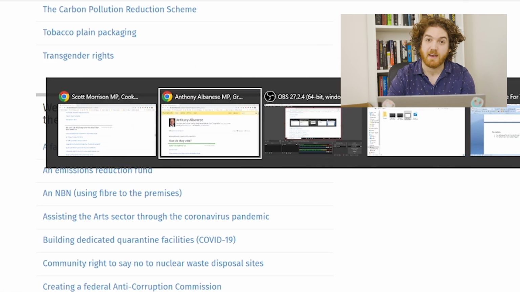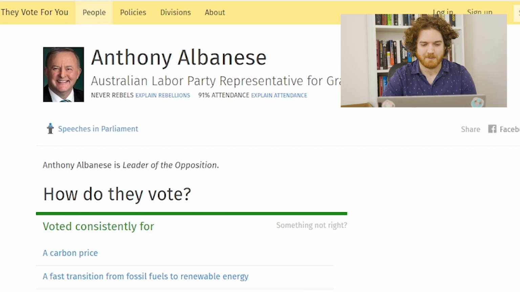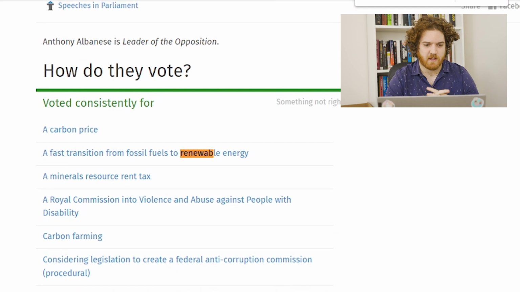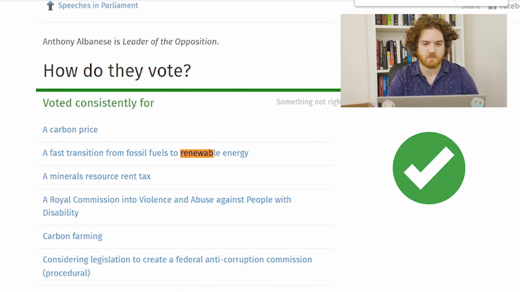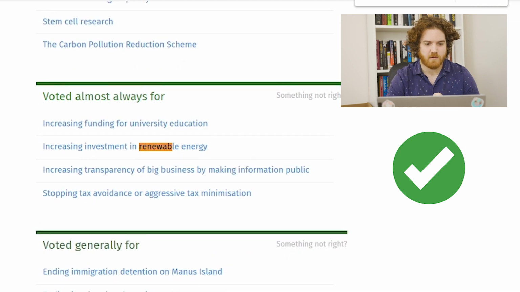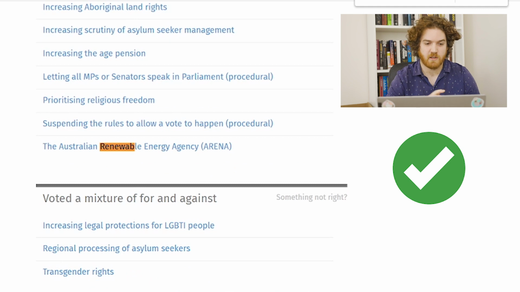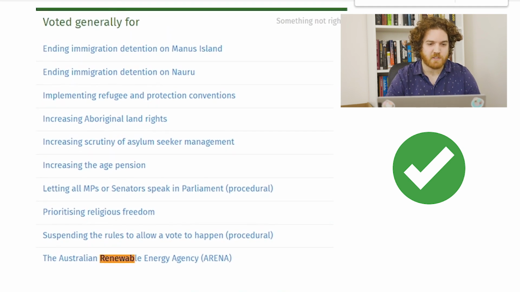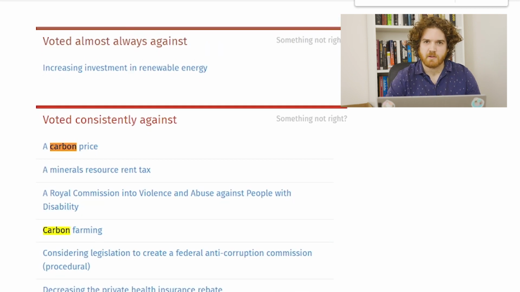Okay, so let's compare Anthony Albanese. The rest of this will go quicker, I promise. So renewable, let's see. So we see that he has voted consistently for a fast transition from fossil fuels to renewable energy, voted almost always for increasing investment in renewable energy, and we also see he voted generally for the Australian Renewable Energy Agency.